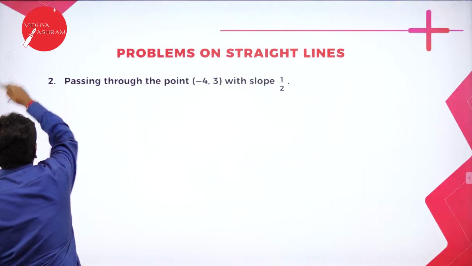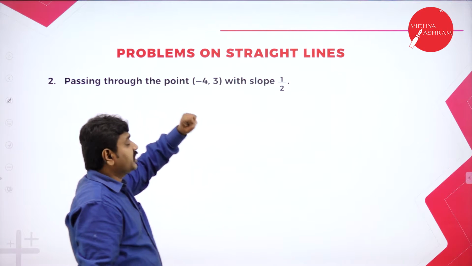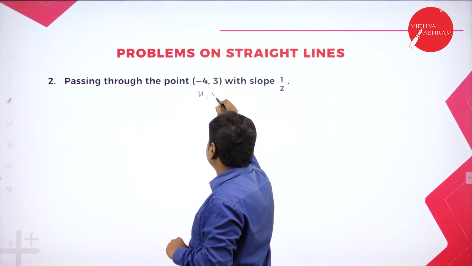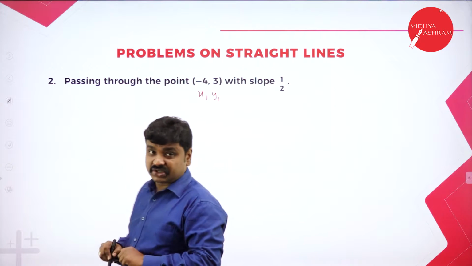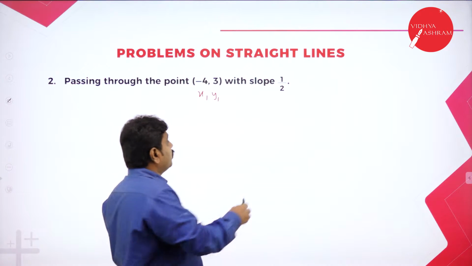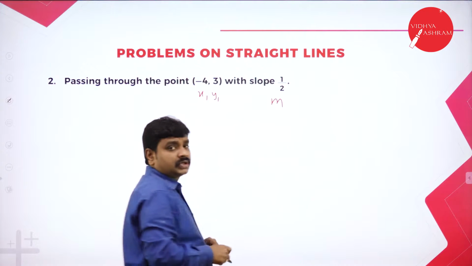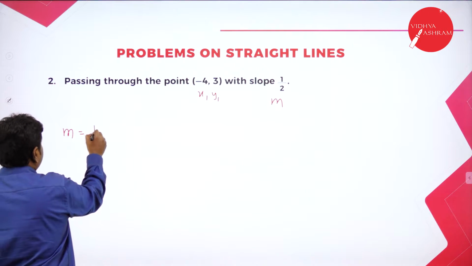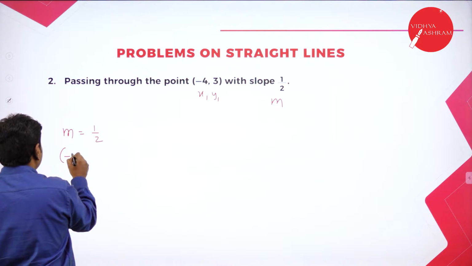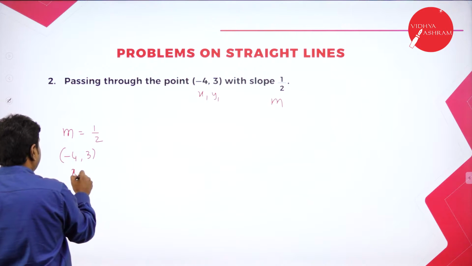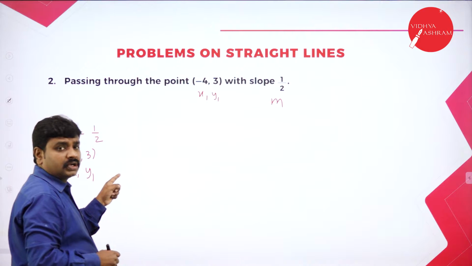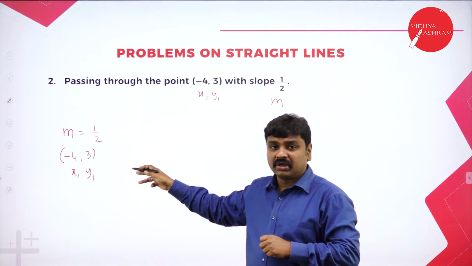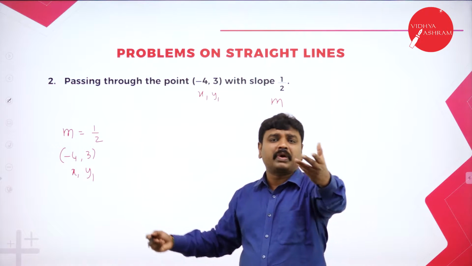Then, they want you to find the equation of the line passing through the point minus 4 comma 3. I call the point x1 y1, and the slope is 1 by 2. I call the slope m. So you know the symbols. Slope m is half, given. Point minus 4 comma 3 we call x1 comma y1. So you know a point and slope. Now remember all the different forms. Which form is suitable? You have a point, you have a slope. So use point slope form.